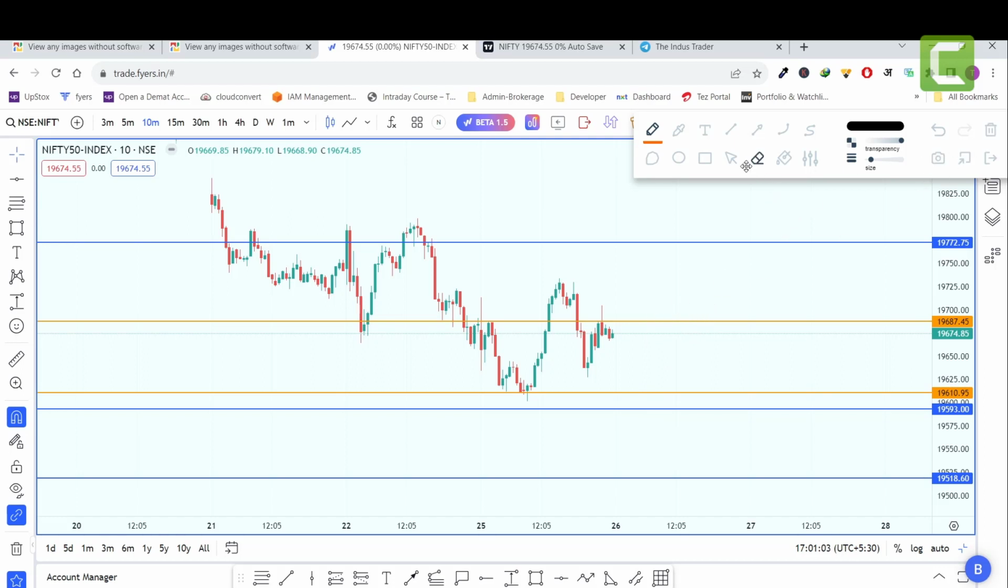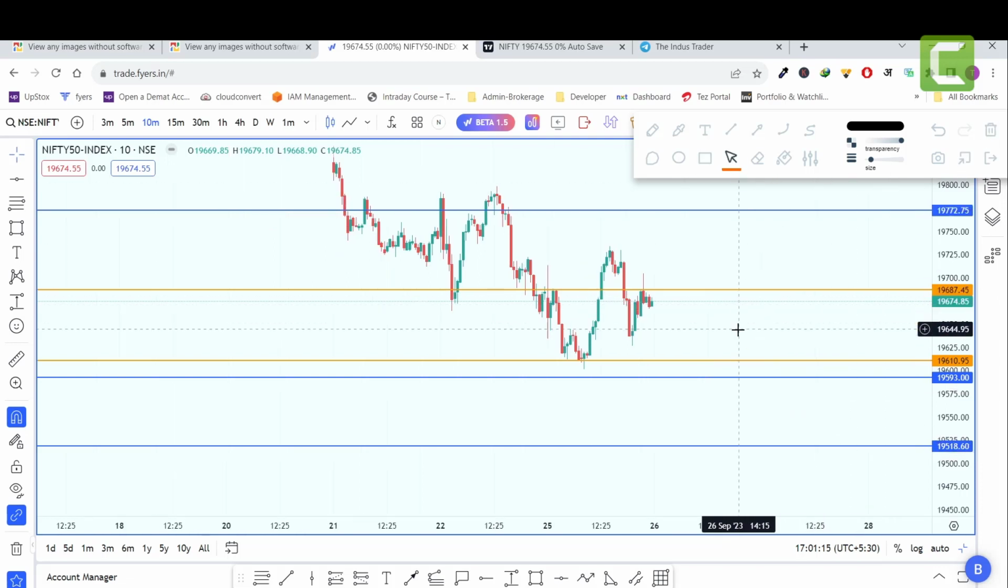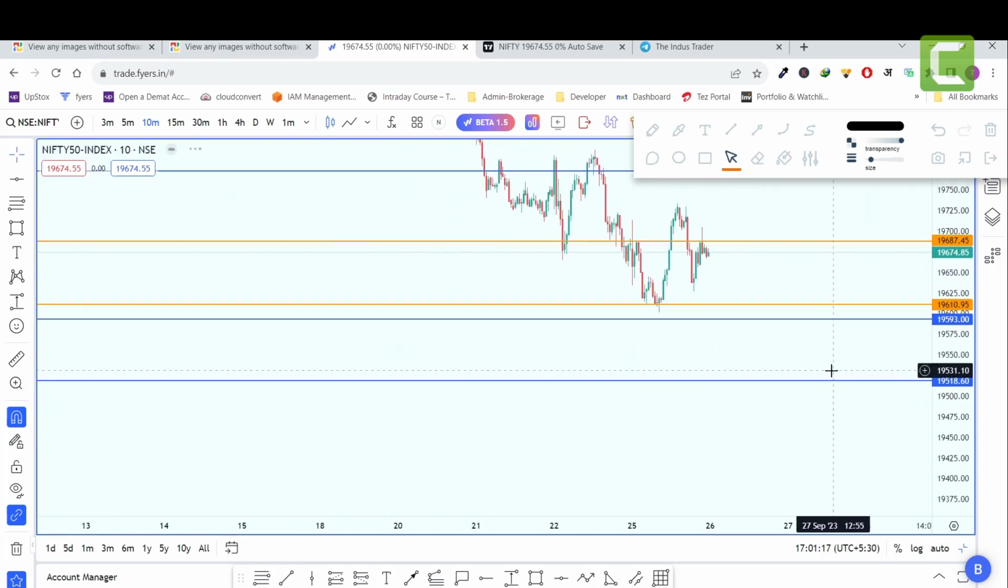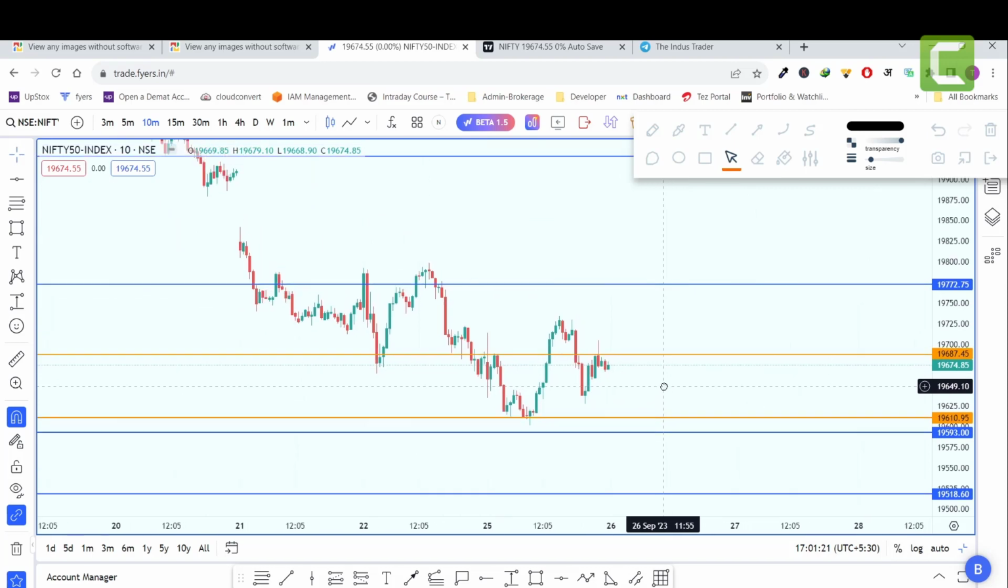Some important points you have to remember: if we get a breach of this zone, particularly 19,516 and 19,593, then we may see 19,518. And even if 19,518 breaks, then we may see some good fall, but we will discuss that. If that situation comes, I will update in the Telegram channel.